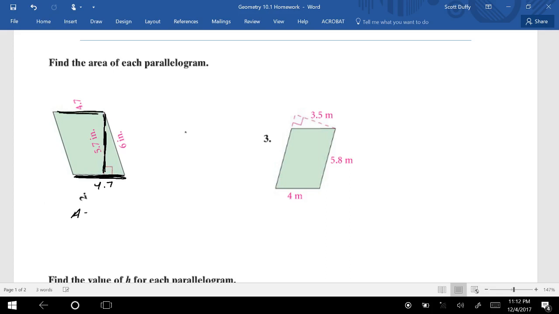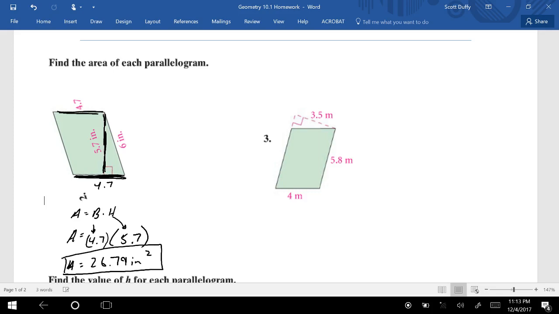So area is equal to base times height. Area is equal to base, which is 4.7, times the height, which is 5.7. Multiply those out, and you get 26.79, and that is in square inches. That's area right there.